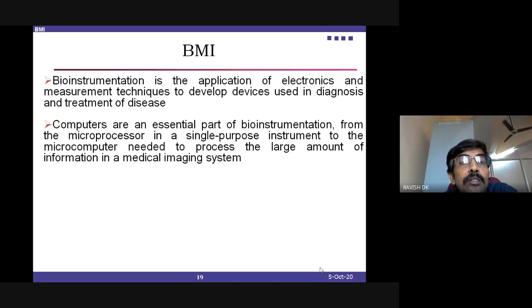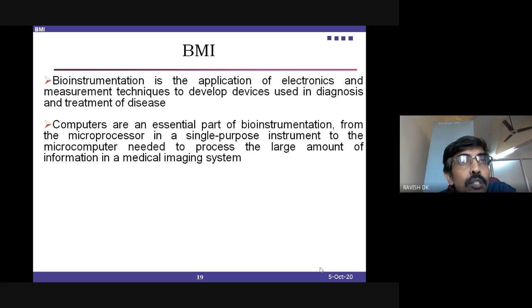Bioinstrumentation is the application of electronics for measurement and developing devices used for diagnosis and treatment of disease. The main objective of biomedical instrumentation is diagnosis of disease, then we have to monitor it, control it, give therapy, then find alleviation of diseases, whether the treatment is responding or not. Few biomedical instruments are used for diagnostic purposes, which means disease detection. Others are used for correcting diseases or for treating abnormality, and that is called a therapeutic instrument.